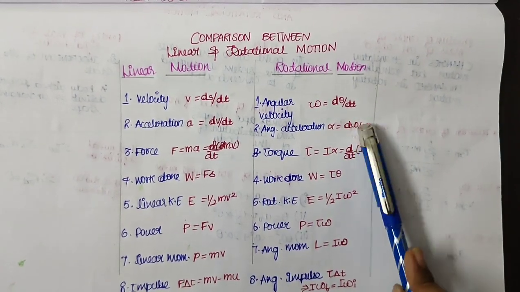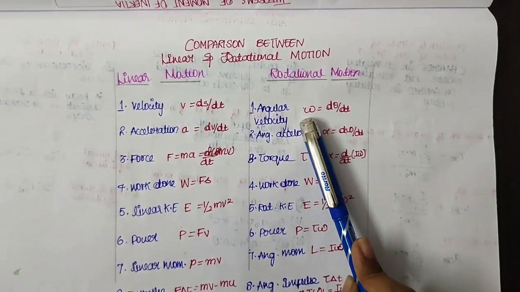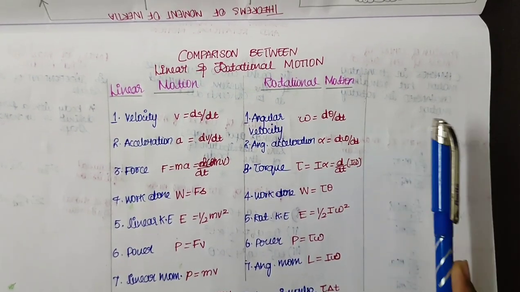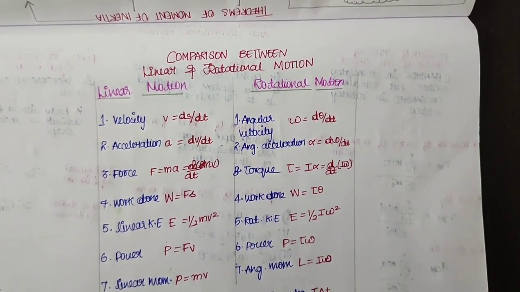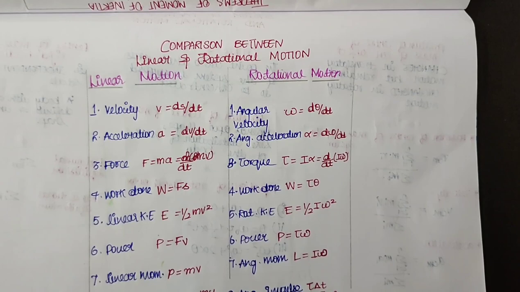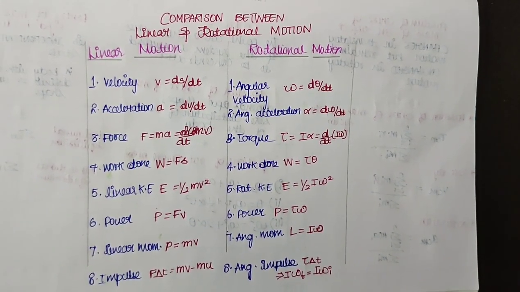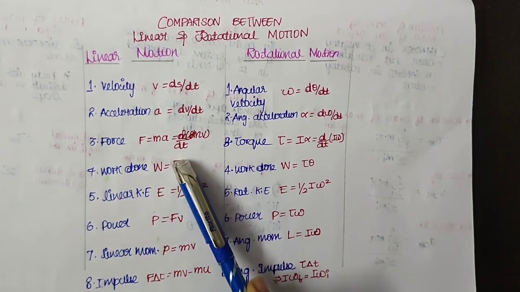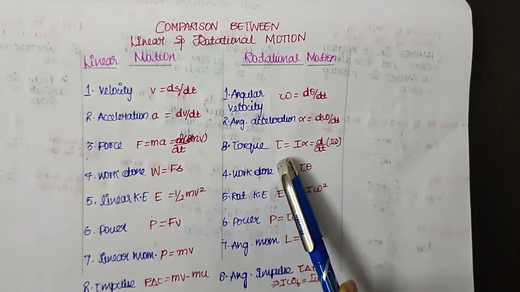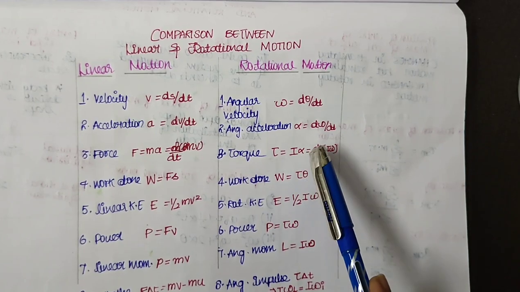So what will it be then? The velocity is denoted by omega, right? So here it is d omega by dt. This is how you have to compare and study. So there is no need to memorize also. By just practicing, you will get to know what formulas you have to use. And for force, it is force equal to mass into acceleration. Here it is torque, and it is equal to I into alpha.